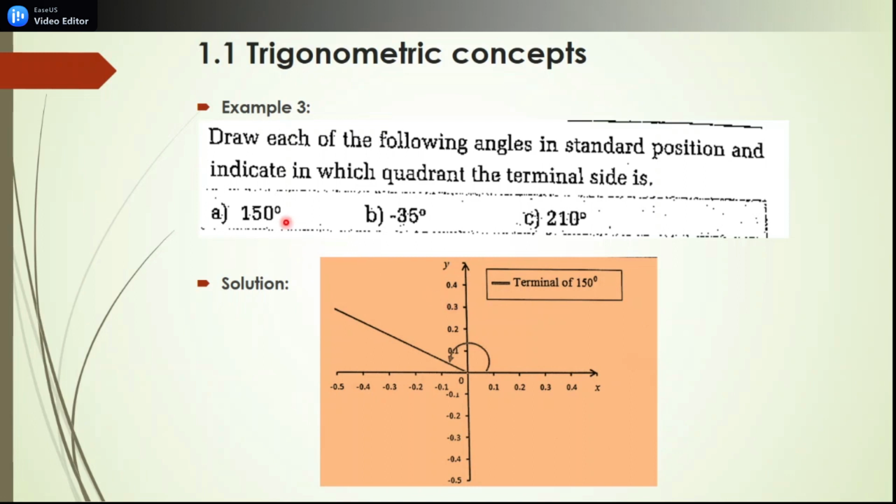Then the first angle is an angle of 150 degrees. When we use a protractor, we will find the position of this angle is in the second quadrant. This is the second quadrant, because here you have 90 degrees, here you have 180 degrees. So this position is 150 degrees.